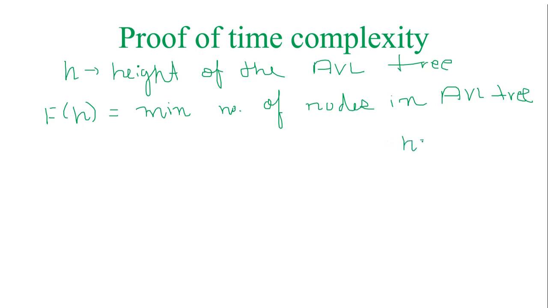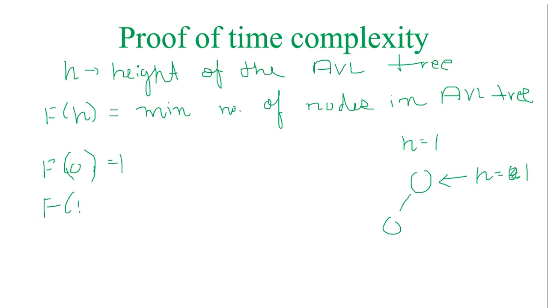When h is equal to 0, the minimum number of nodes will be only the first node, which will be the root node, and hence f of 0 will be 1. When h is equal to 1, the minimum number of nodes could be 2, that is the root node and the child could be at the left side or the child could be at the right side. So the minimum number of nodes will be 2, and f of 1 is equal to 2.